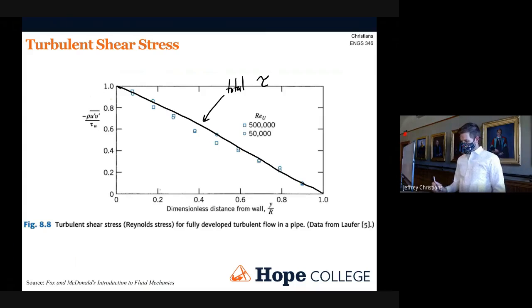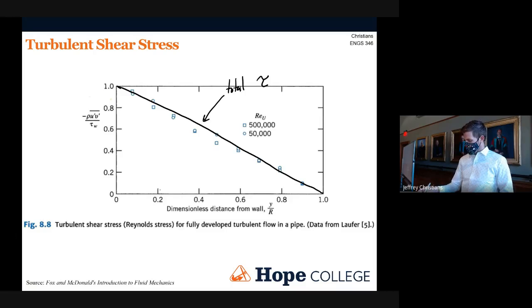These dots are the turbulent shear, again, measured from experiment. The squares are at 500,000 Reynolds number. The circles are at 50,000 Reynolds number. Both, right, our cutoff is like 2,300, so both are a lot bigger than that. So it's definitely turbulent flow.